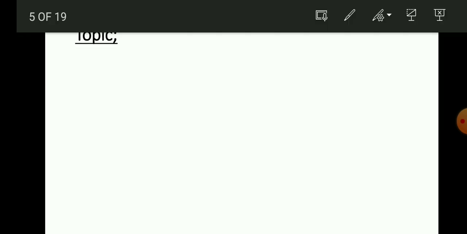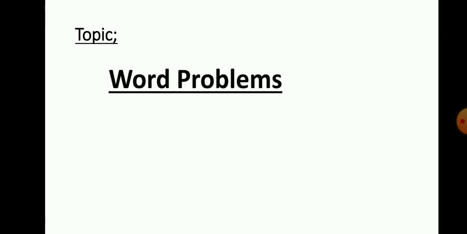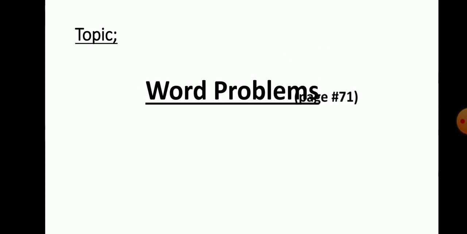So today we are discussing our next topic from chapter number 4, division, and the topic that we are going to discuss today is word problems that are on your book, page number 71. So all of you open your books in front of you and also open your neat copies in front of you, take pencils in your hand and start solving with me.